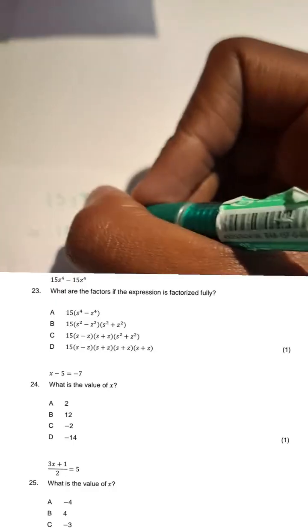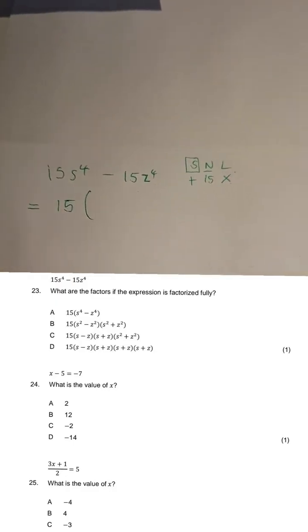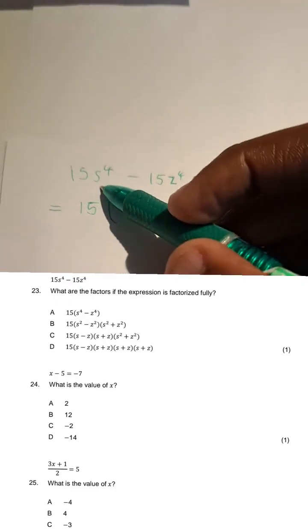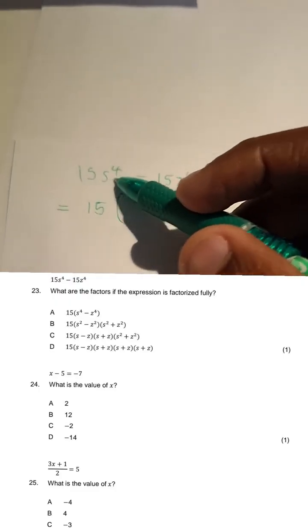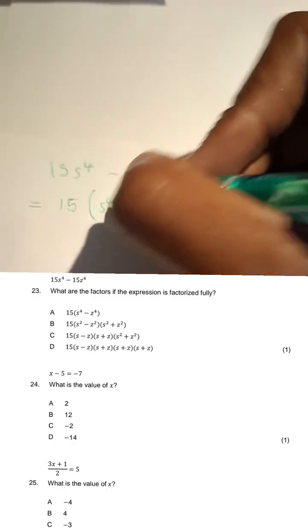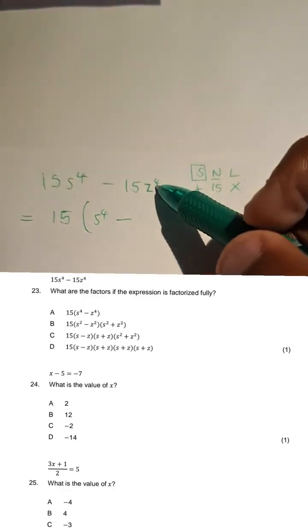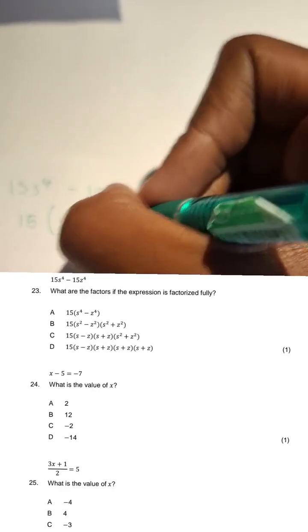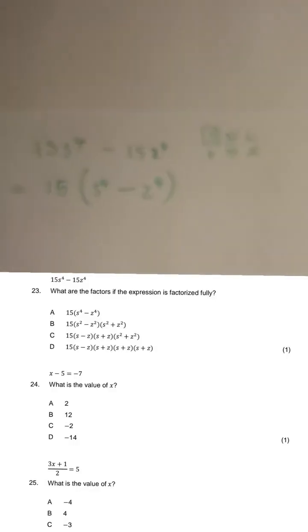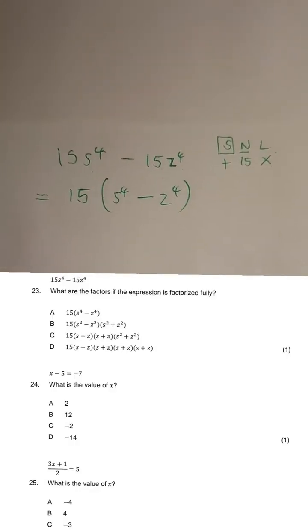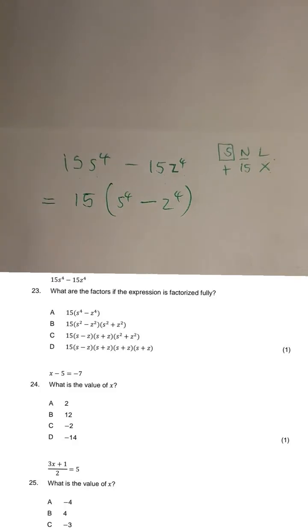All right. Then we open the brackets. What's left behind? As our first term, if we take out 15, what's left behind is S to the power 4 minus, what's left behind on the right side is Z to the power 4. Are we together? I hope we're together, guys. All right, that's the first step.